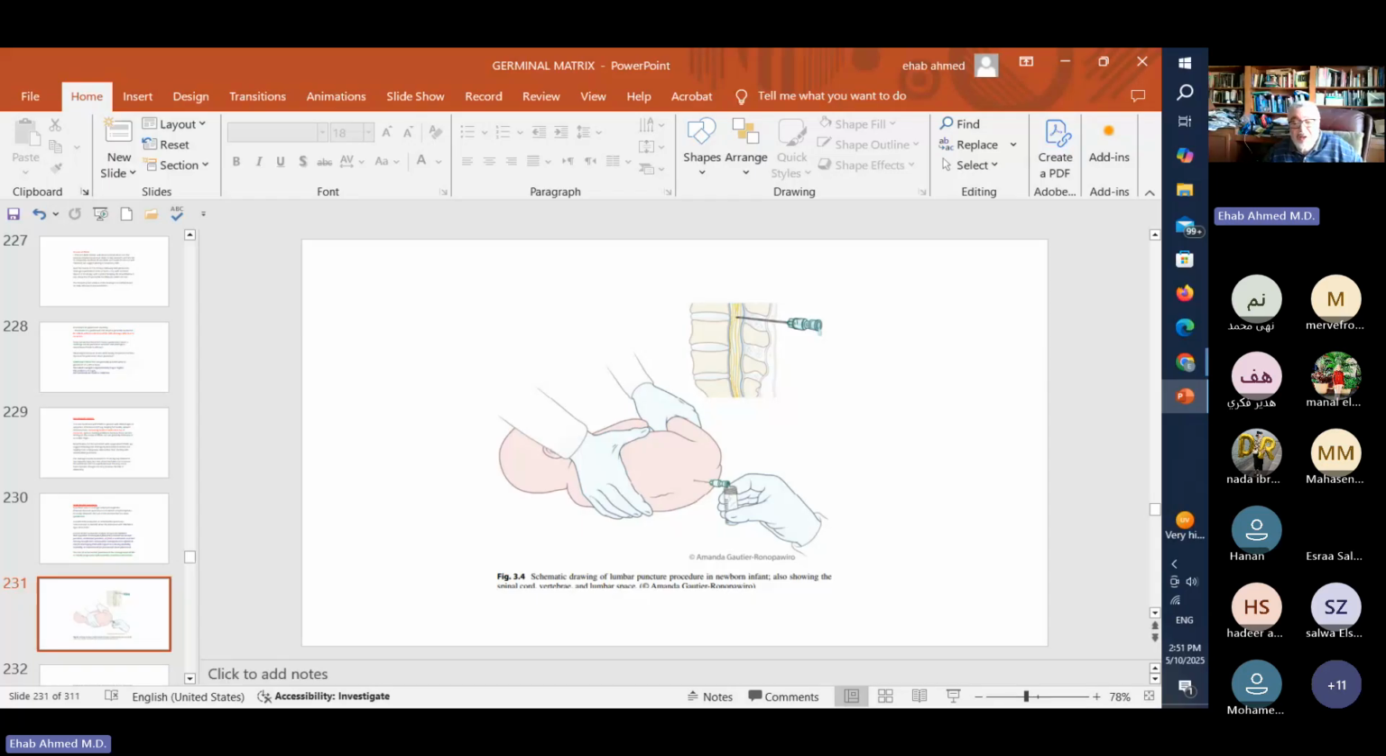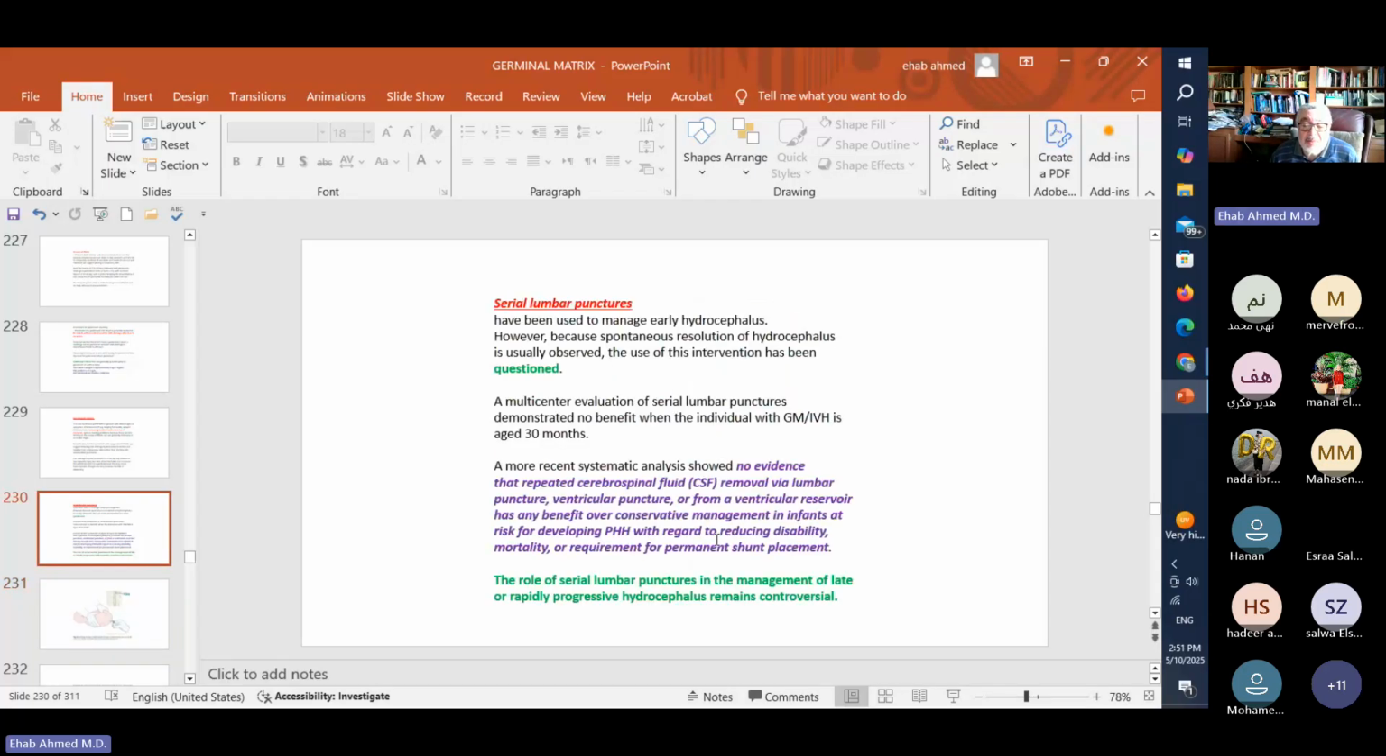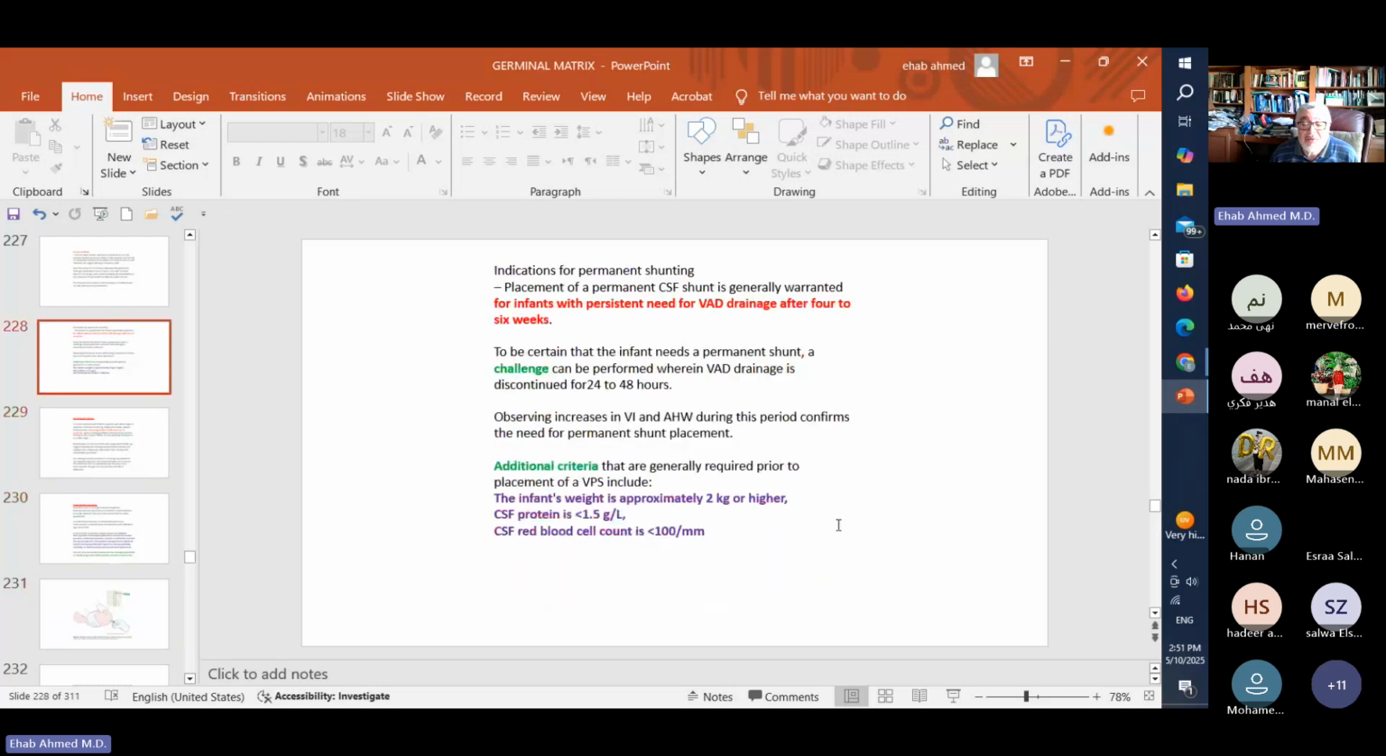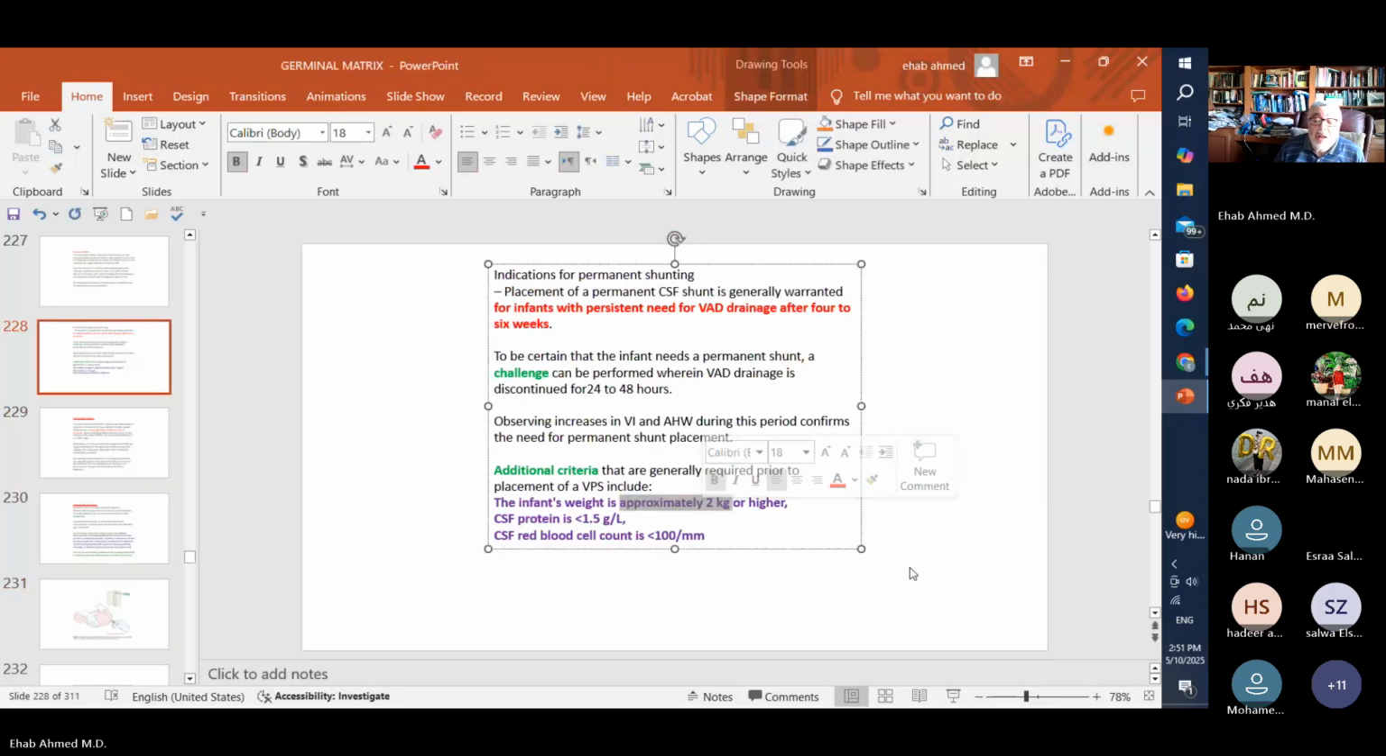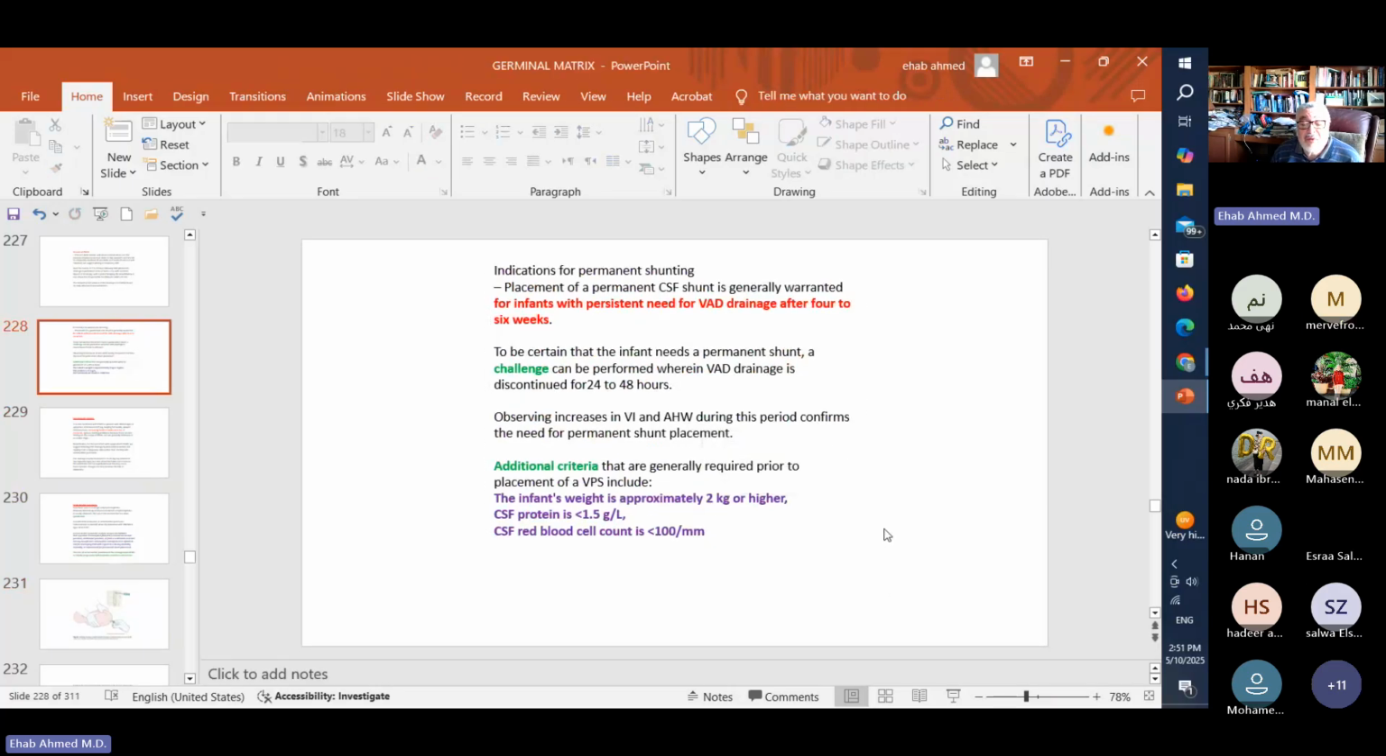I just said it. You didn't hear me. I just said it: 2 kilograms, and some people use 2.5. Do you see this slide? Yes, 2 kilograms or higher. Some people use 2.5, and CSF proteins less than 1.5 or less than 2, cells less than 100.